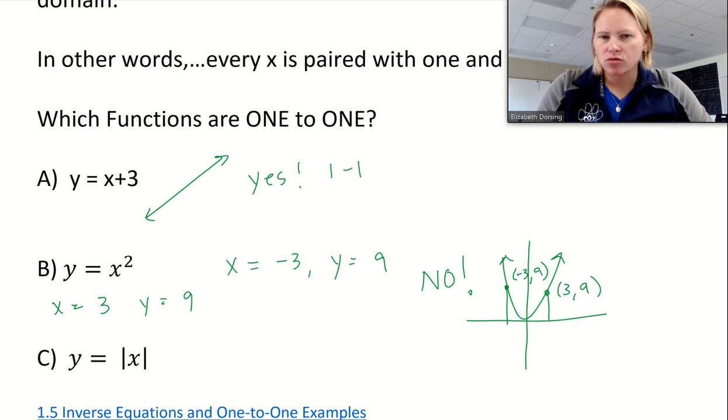But is there some visual representation that we can be thinking of that would tell us if a function is one-to-one? So be thinking about that.